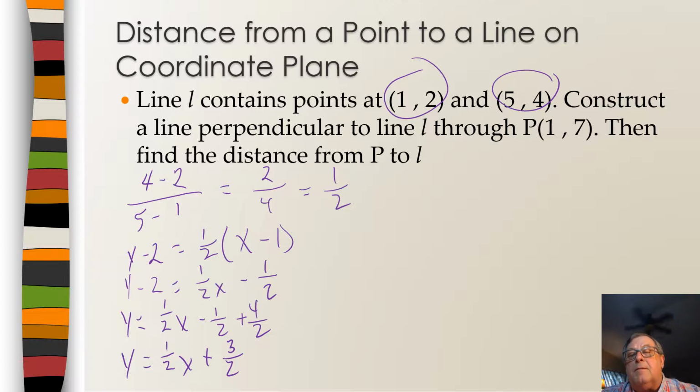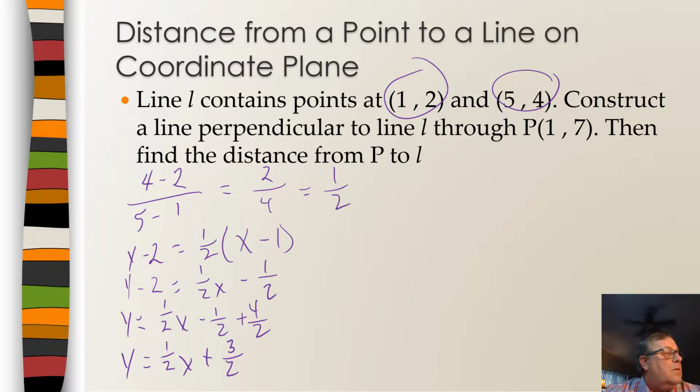Now I need to write an equation for the perpendicular line. Let's call this line lowercase p. And I know that if the slope of line L is 1/2, then the slope of this line p has got to be -2. They've got to be the negative reciprocals of each other.